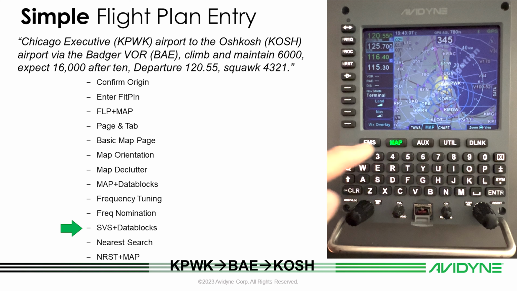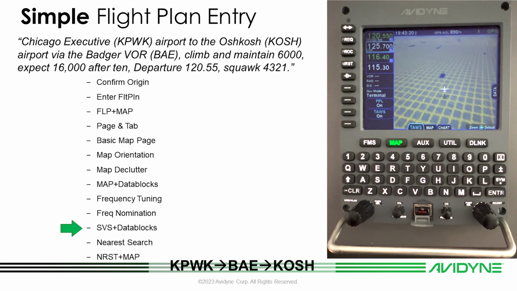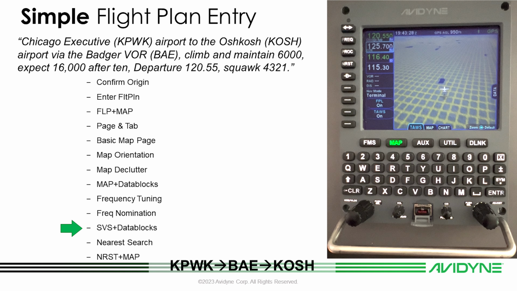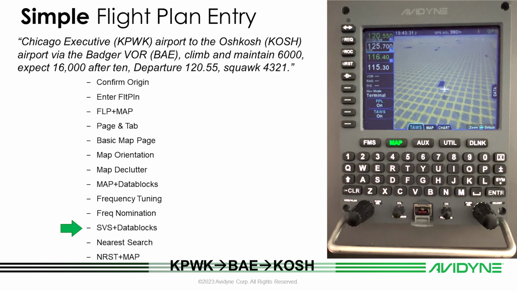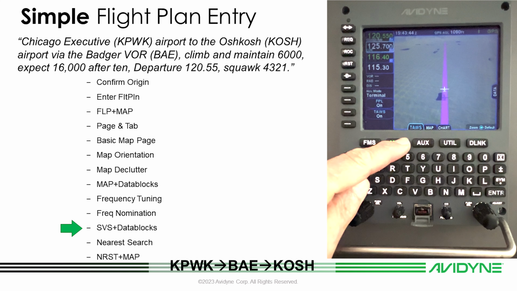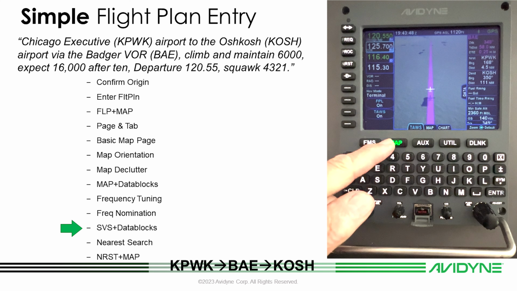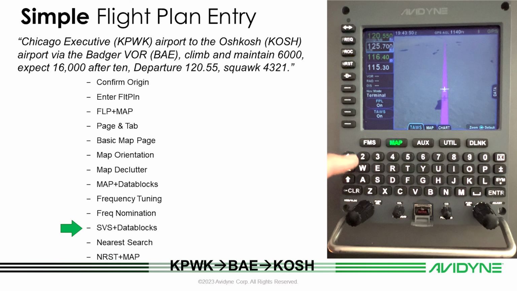Climbing out, we can switch to the Map page TAWS tab. The magenta line will come in view as we climb through 1,000 feet AGL on the synthetic vision display. Touch the Map side tab or press and hold the Map page button to bring up the data blocks. Press and hold again to retract the data blocks, based on your preference.